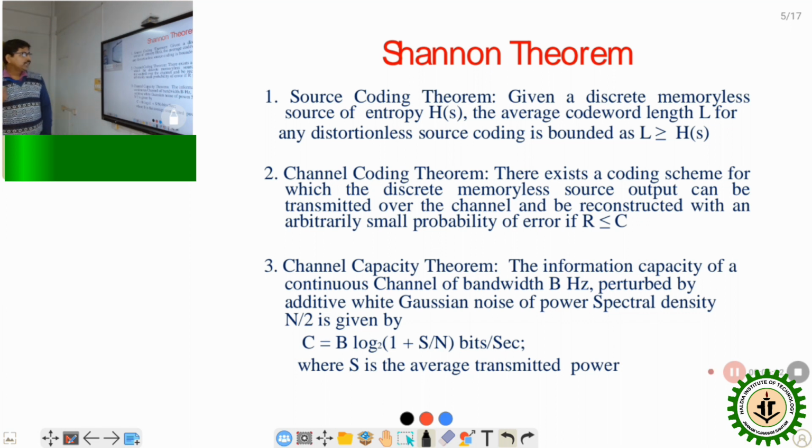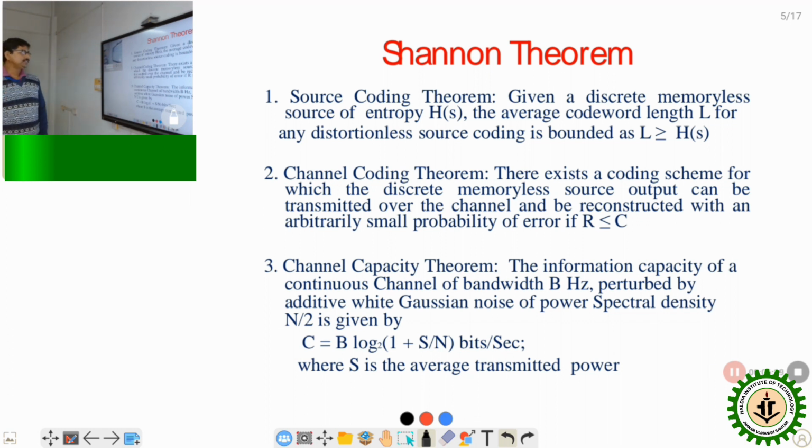So that means error-free transmission is possible if R is less than or equal to C. That most important channel coding theorem was developed by Shannon. That is a groundbreaking work of this scientist.